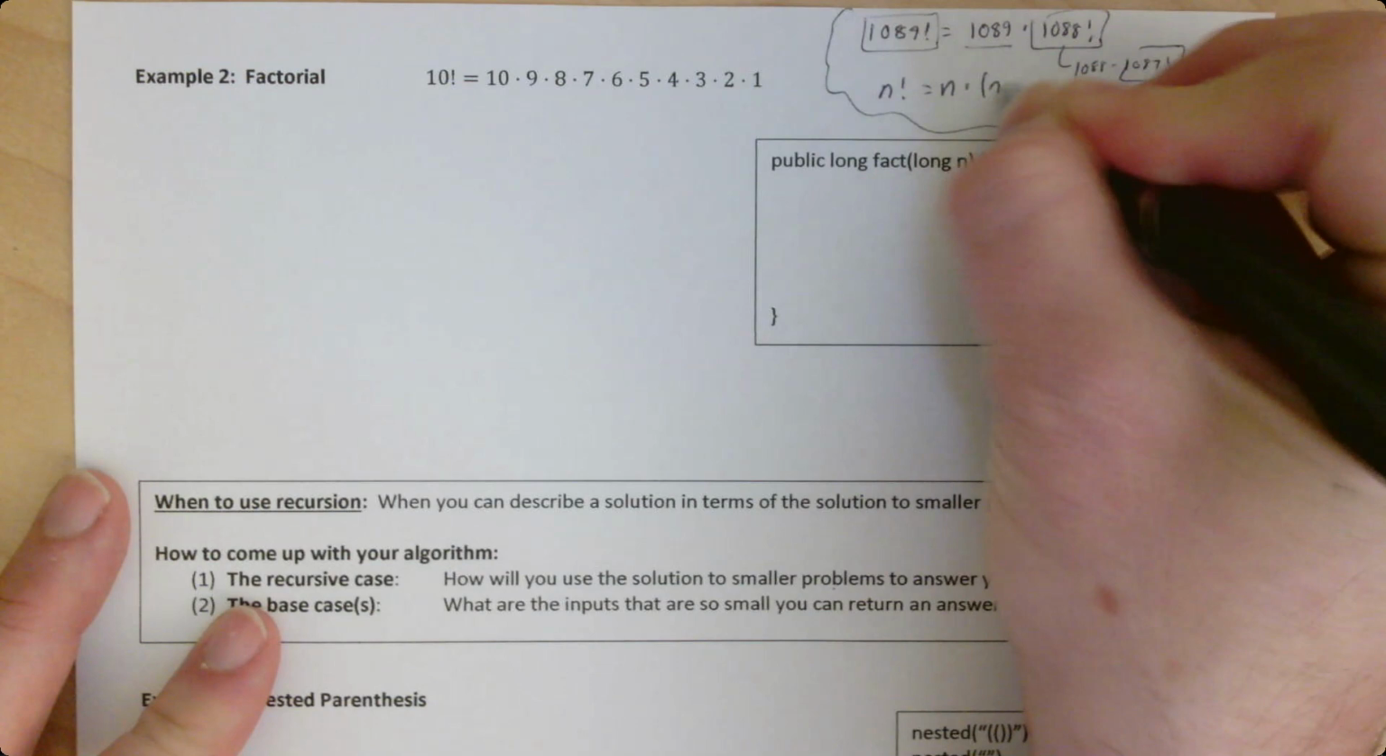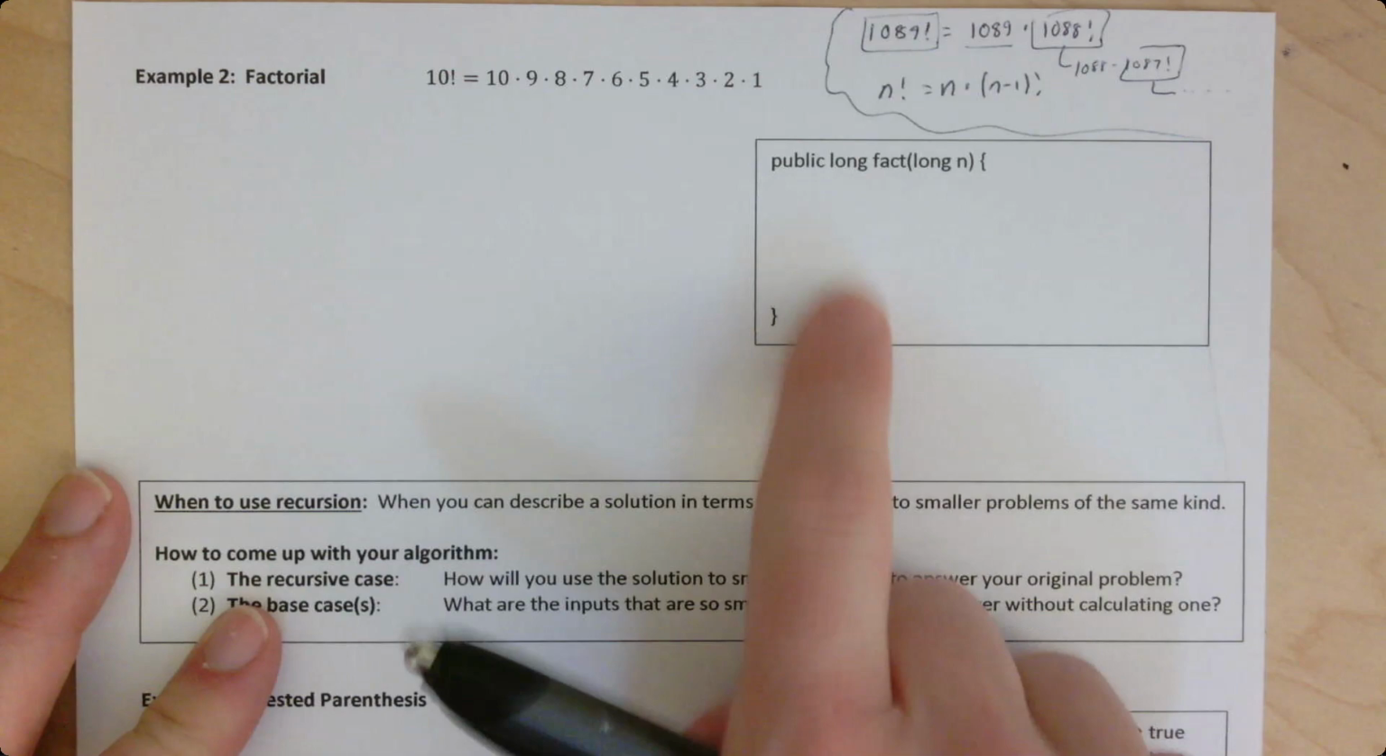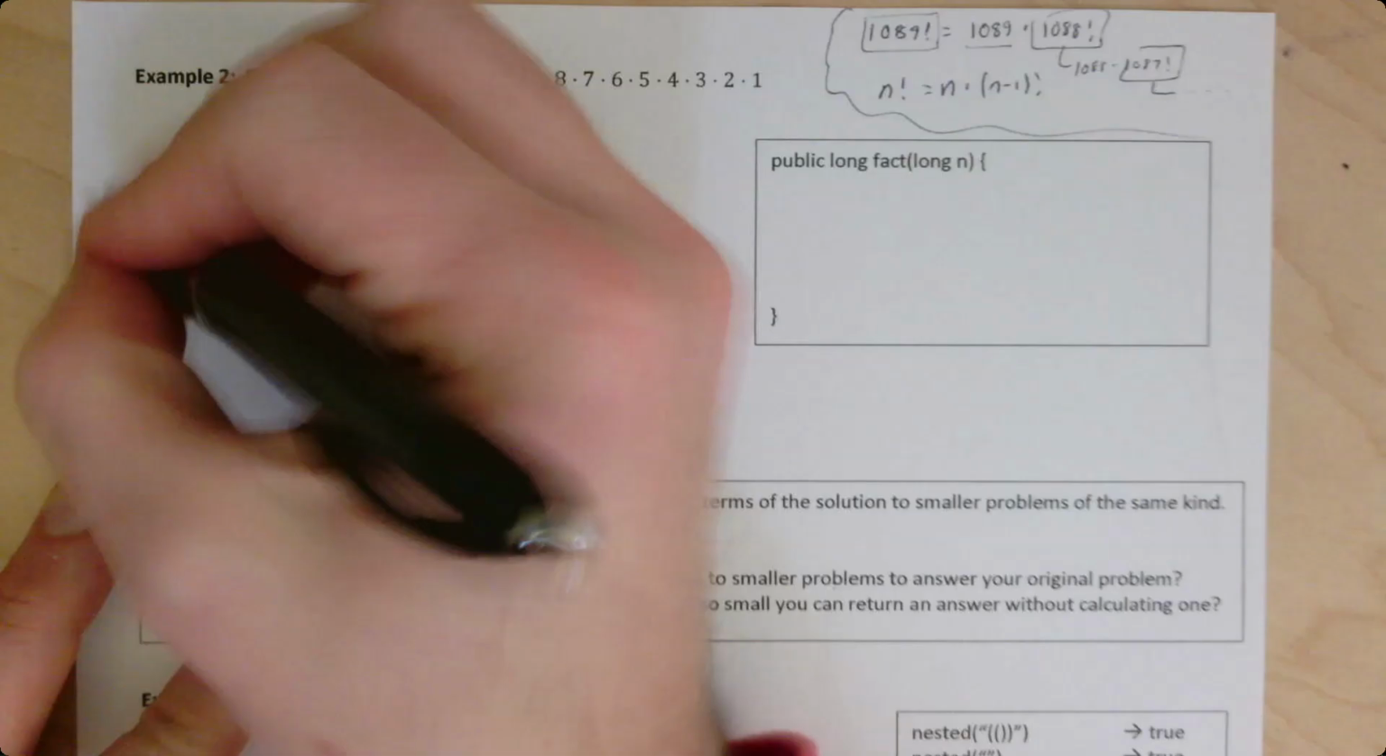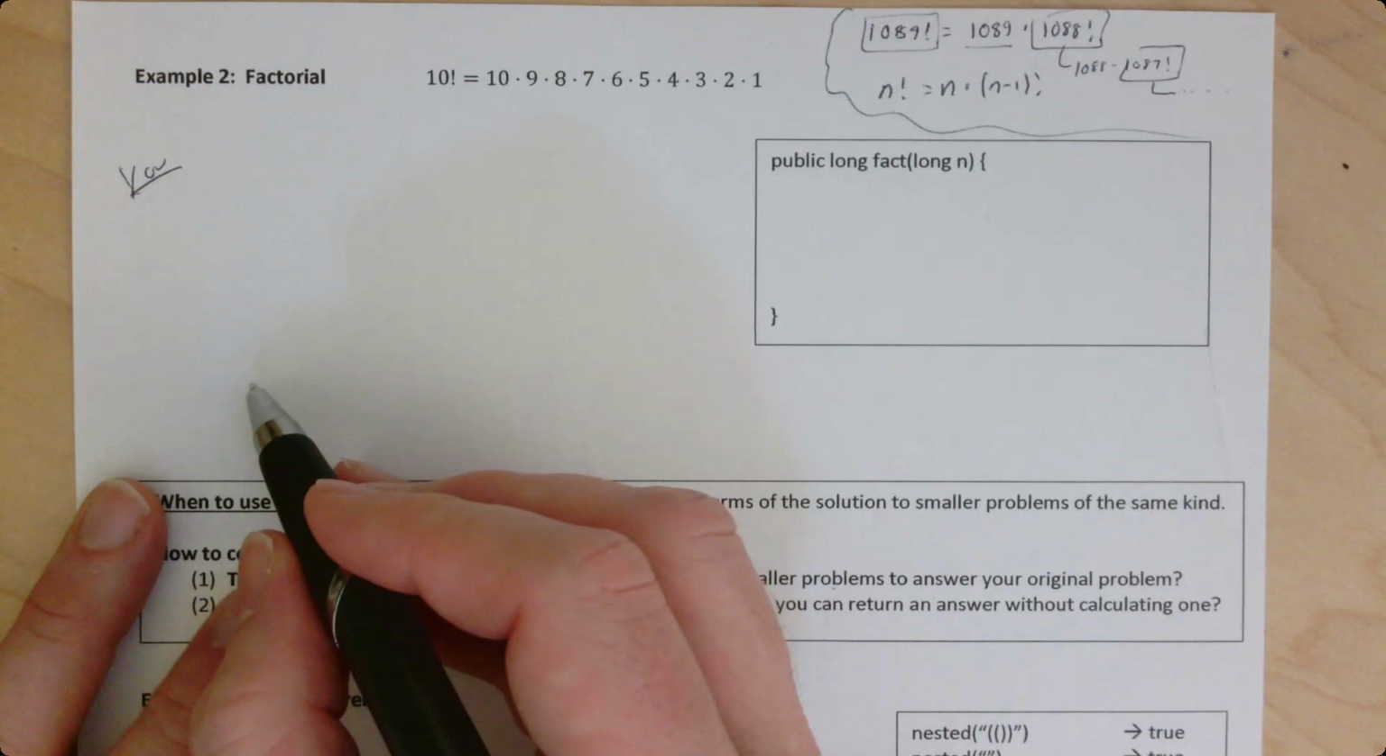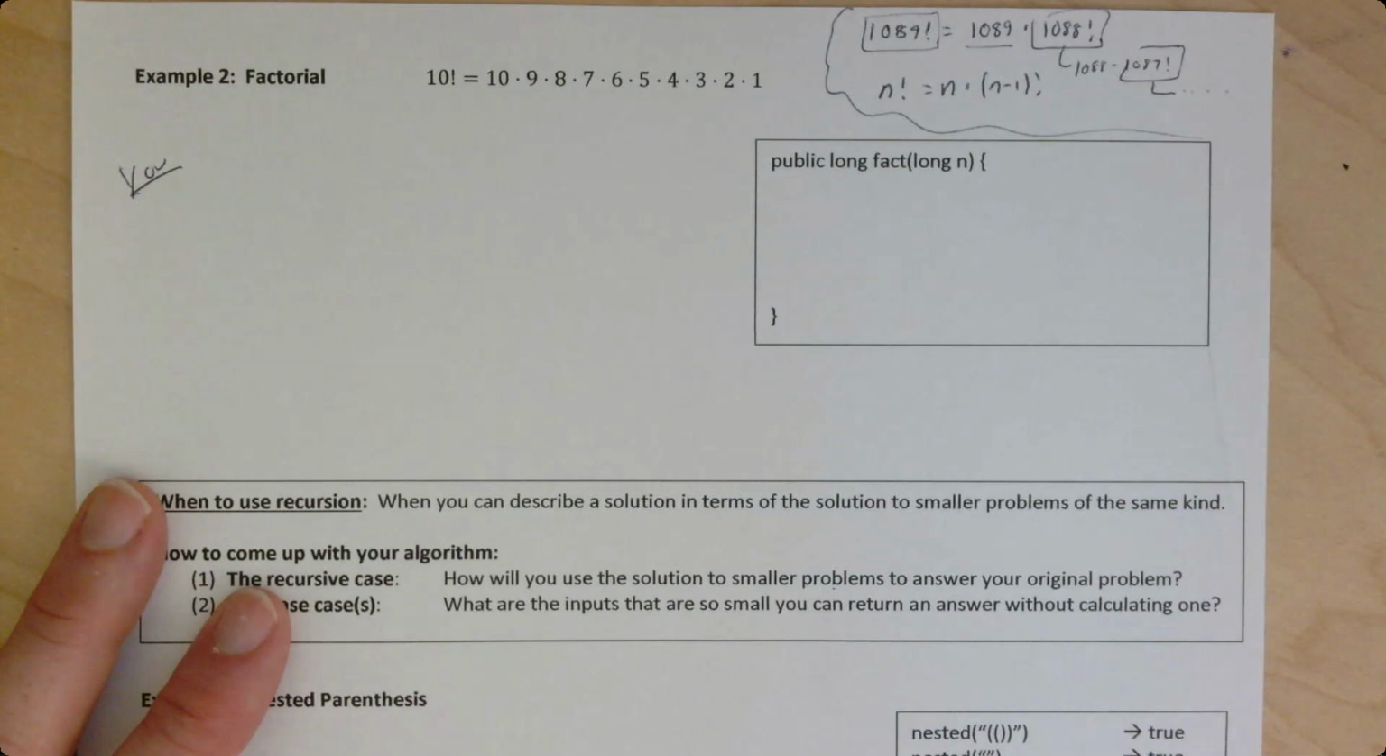So take a minute and try and fill in the blank. Actually, why don't you do it on the left side? So you try to fill it in on the left side, and then we'll take a look on the right side. So try and give a complete working Java method that calculates factorial recursively.